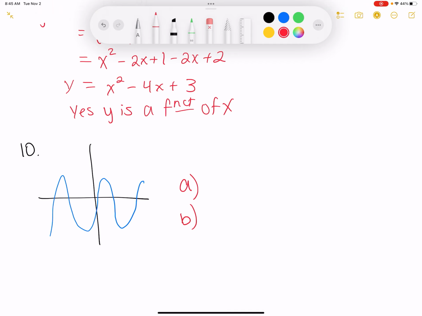Okay, is it a function? Yes, because of the vertical line test. Does it have an inverse that's a function? No. Why not? Because it does not pass the horizontal line test.